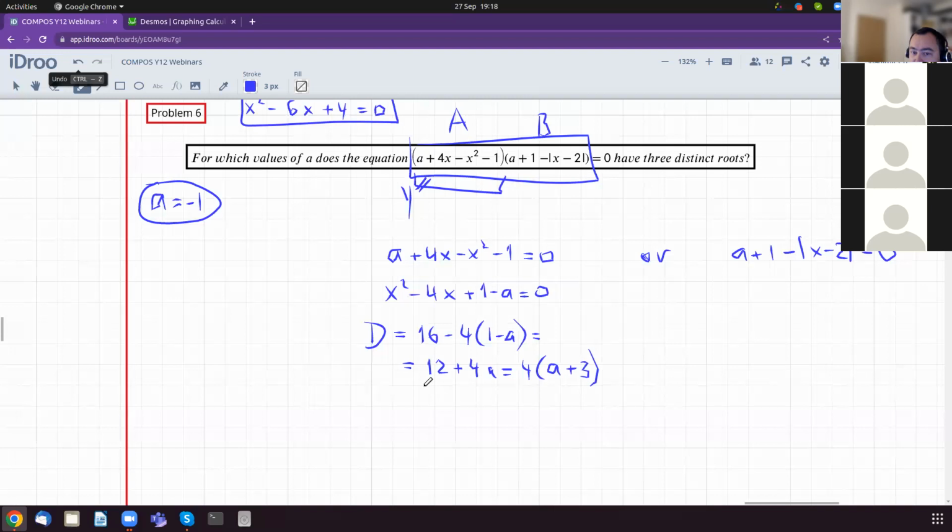Why negative x squared? X squared, I've changed the signs.